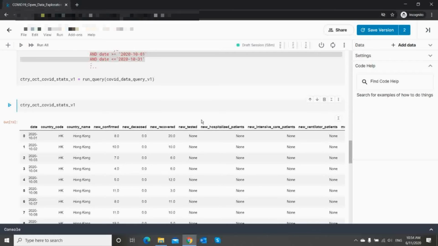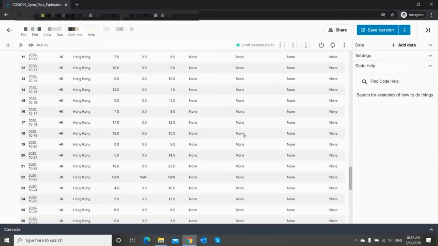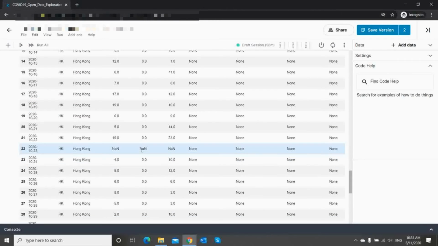Then we see that for new confirmed, new deceased and new recovered, where we do have valid stats pretty consistently, we still have one day where the 3 of these are missing.